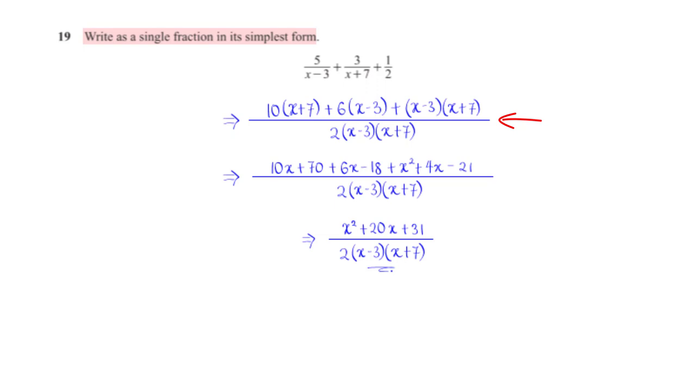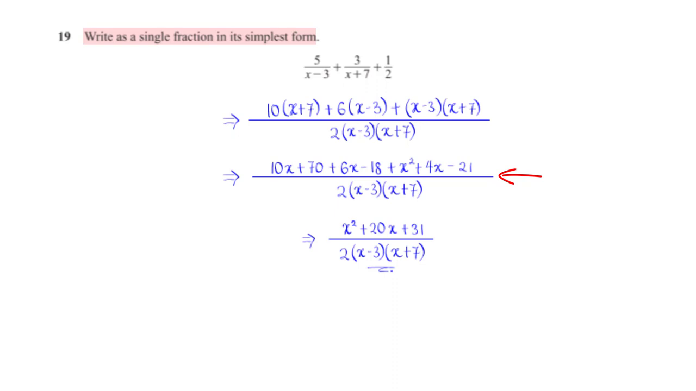When we expand the brackets, 10 times x gives us 10x, 10 times 7 gives us 70. 6 times x is 6x, 6 times negative 3 is negative 18. X times x is x squared, x times 7 is 7x, negative 3 times x is negative 3x. So 7x minus 3x gives us 4x. Then we have negative 3 times 7 giving us negative 21, divided by 2 times x minus 3 times x plus 7.